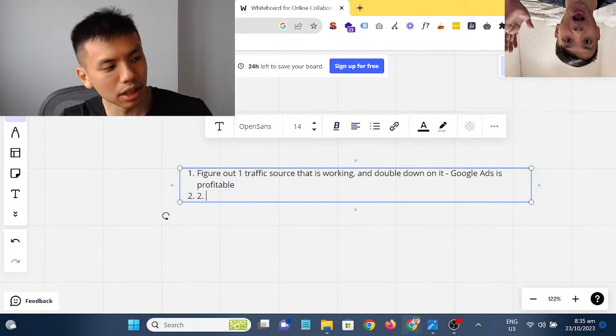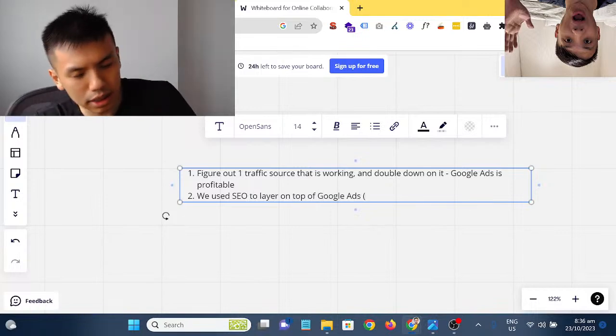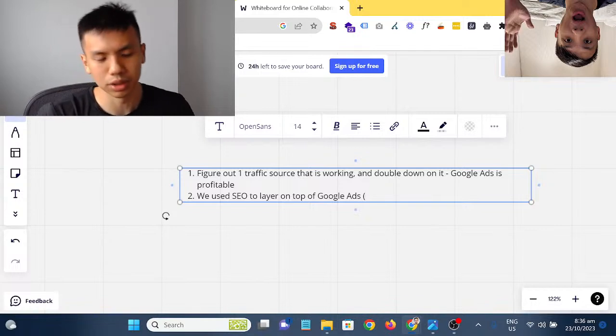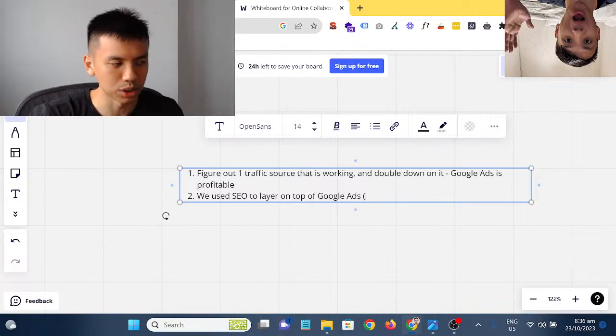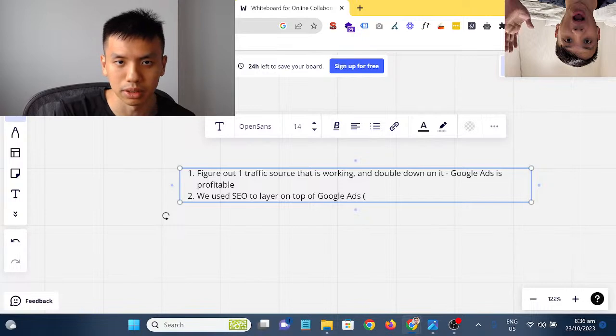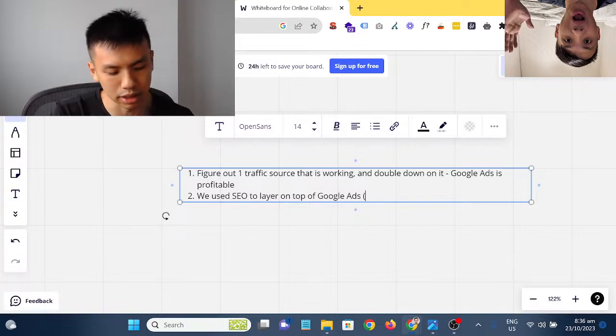Then the next thing that we did was we used SEO to layer on top of Google Ads. There are a lot of other SEO videos that I have made in the past where I show you step by step how to optimize your title tag, your meta description, your on-page SEO, how to build backlinks, how to do all that kind of jazz.